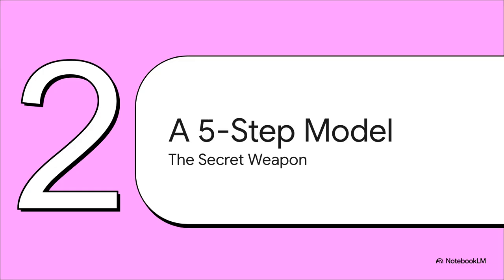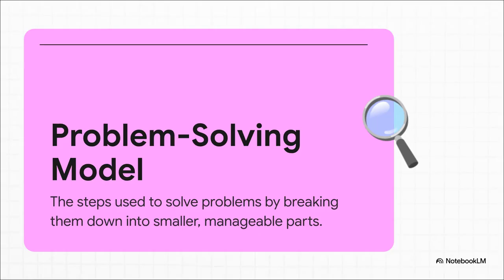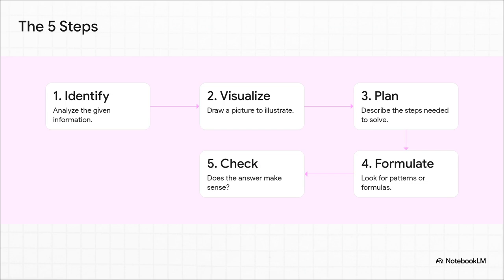So, here it is. We're going to use a simple 5-step model that breaks down any problem you'll ever face. Think of it as your new secret weapon for math. The whole point of this model is to bring a little order to the chaos. So instead of one big, scary problem, we're just going to have a few small, easy-to-handle parts. It's all about breaking it down into bite-sized pieces. And here they are, our 5 steps to total clarity.